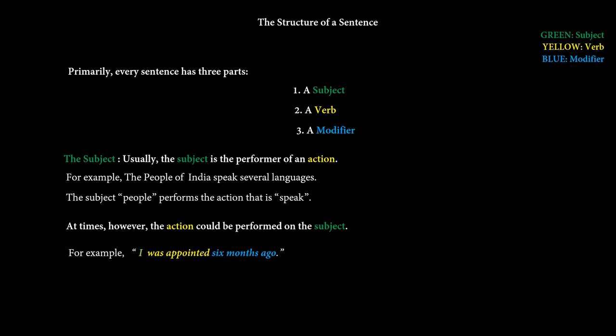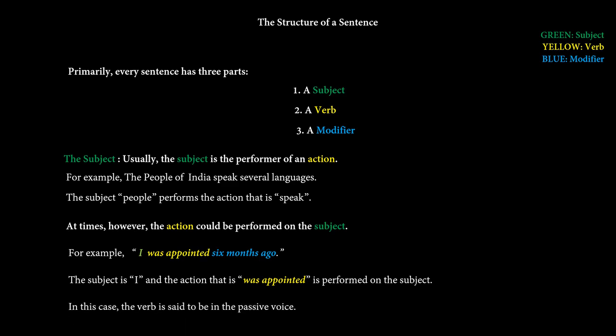For example, I was appointed 6 months ago. In this case, the subject is I, but the subject doesn't perform any action. Instead, someone else performs the action on the subject. In this case, the verb is said to be in the passive voice.